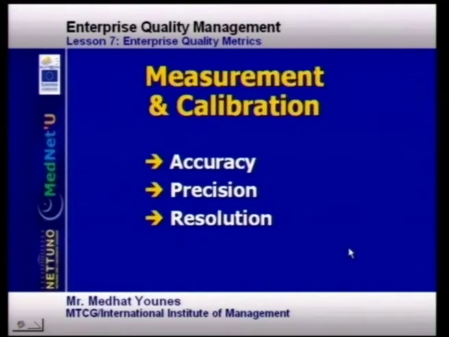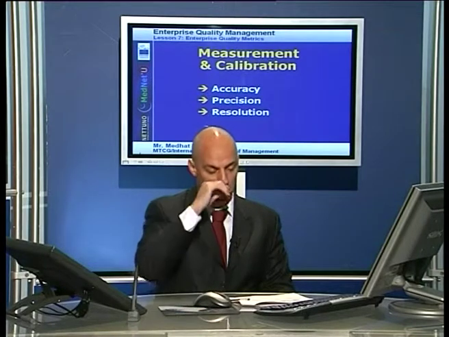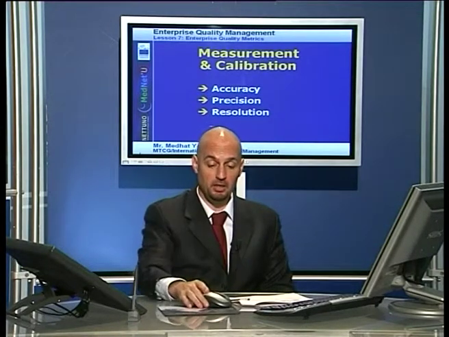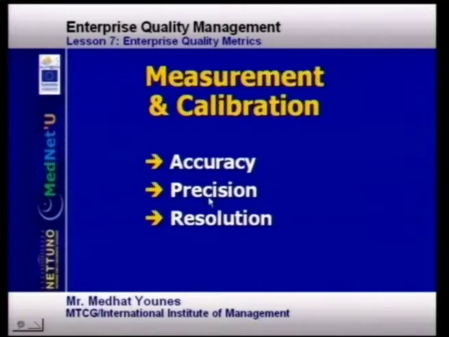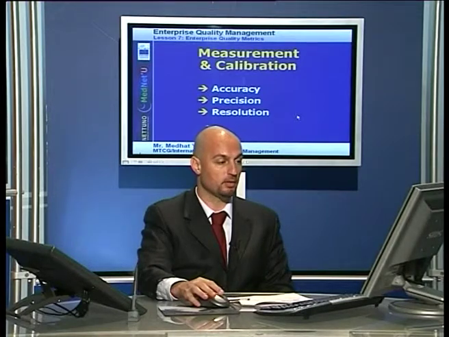Measurement and calibration. The most important objective for calibration of equipment is ensuring the accuracy, precision, and resolution of the test equipment or measurement equipment.